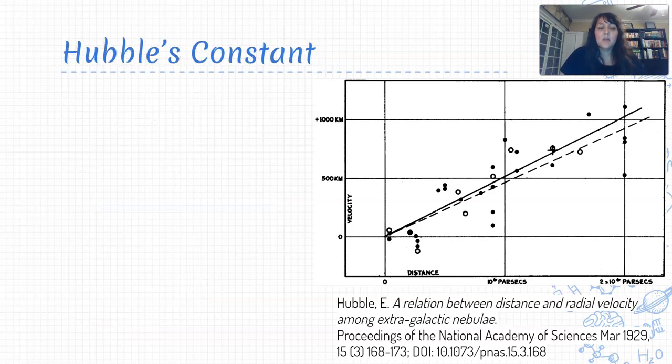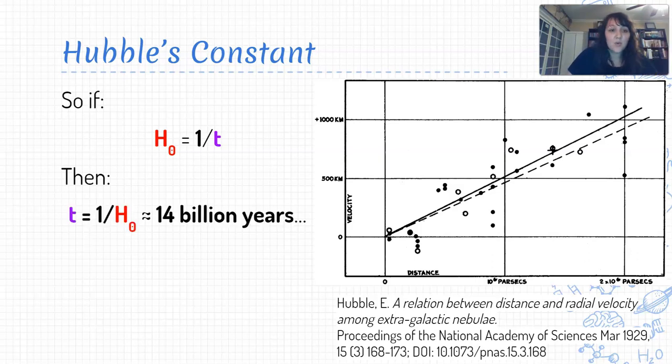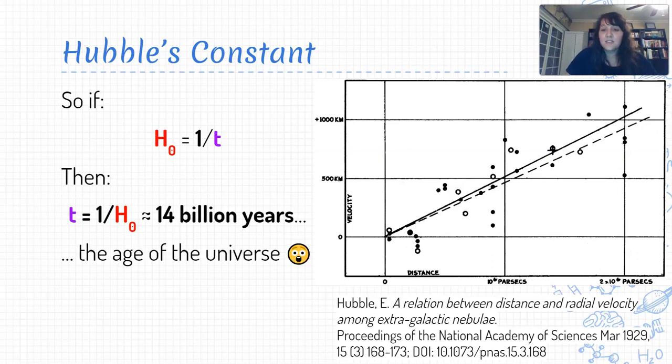That's it. Given that Hubble's constant, the slope of this graph, is equal to 1 divided by the amount of time that the universe has been expanding, we can invert both sides of that equation and determine that the amount of time that the universe has been expanding is equal to 1 over the slope of this graph. And when we plug in the slope of this graph and take the reciprocal of it, we get 14 billion years, which is the age of the universe.